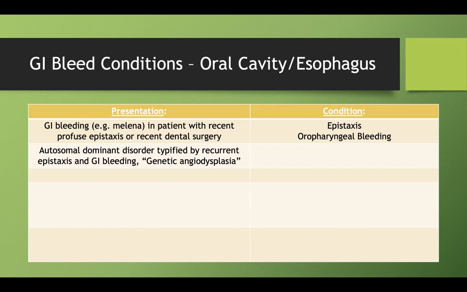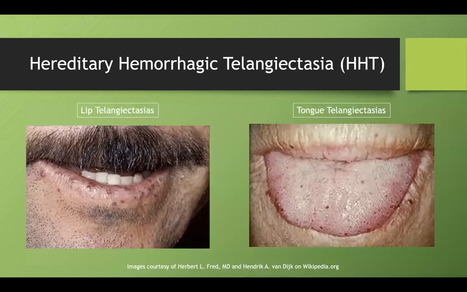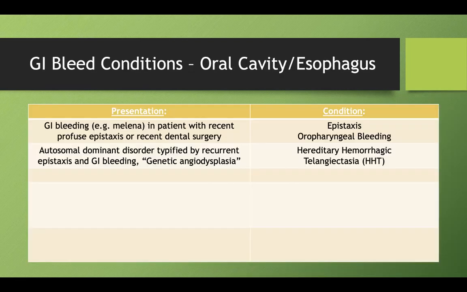What autosomal dominant disorder is classically typified by recurrent nosebleeds and GI bleeding? I refer to it as genetic angiodysplasia. This is a disease called hereditary hemorrhagic telangiectasia, or HHT. Here's a picture of some of the telangiectasias you can see, and they can be throughout your GI tract, so it's very easy to get bleeding. Because it's an autosomal dominant disorder, if they want you to pick this, they're going to mention a family history of somebody else who has these exact same symptoms.